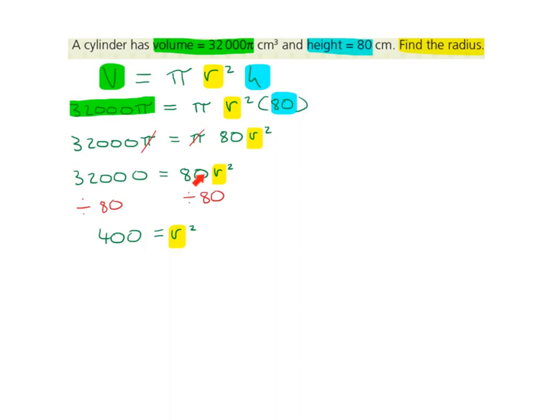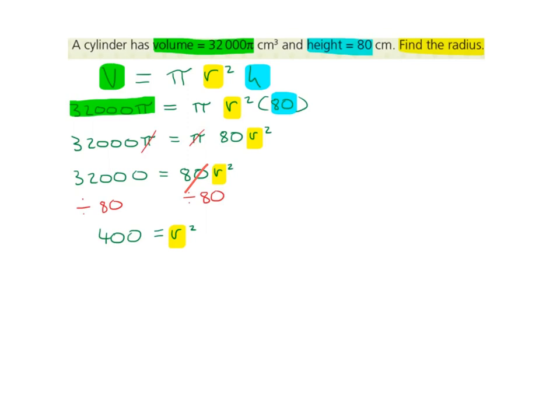And 80 divided by 80 technically gives us 1. So you'd have 1r squared, which is the same thing as r squared, but we can just say that it cancels out. So we bring down the r squared. Now remember, we were not asked to find the radius squared, we were asked to find the radius. And the inverse, or the opposite of squared, is square root. So we're going to have to technically square root both sides.